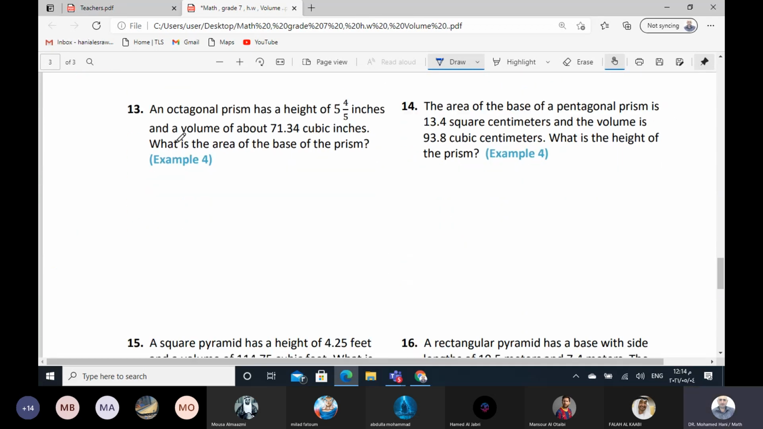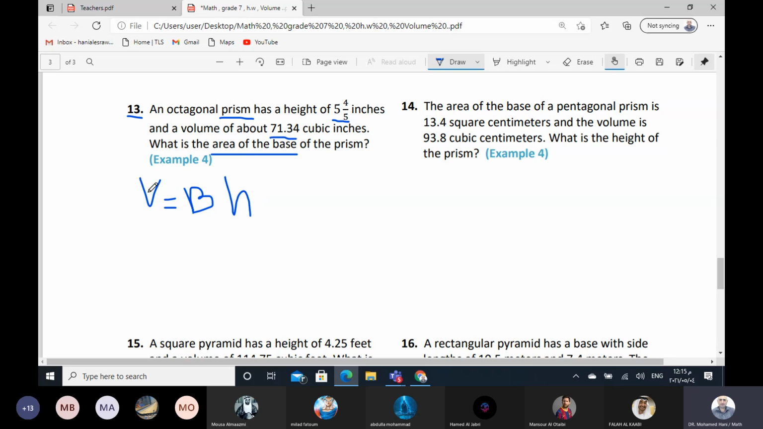Okay. Who can read exercise number 13, please? Yes, Bilal. An octagonal prism has a height of 5 and 4 over 5 inches and a volume of about 71.34 cubic inches. What is the area of the base of the prism? Thank you, Bilal. And here, as you see, we have the volume and we have the height, and we want to find the area of the base. So start from the formula, and here, as you see, we have prism, not pyramid. So the formula V equal the area of the base times the height of the prism.